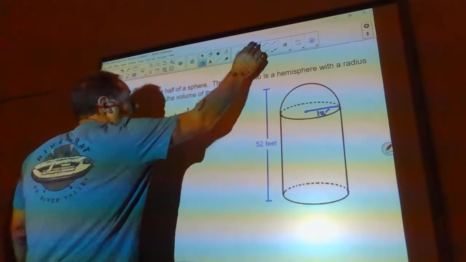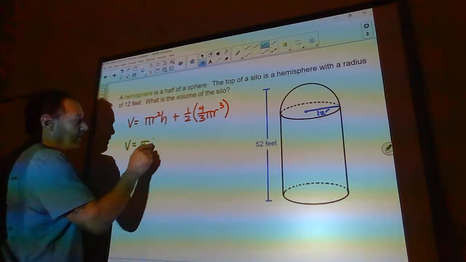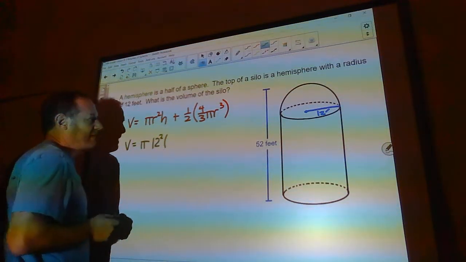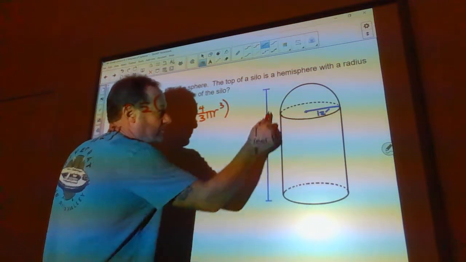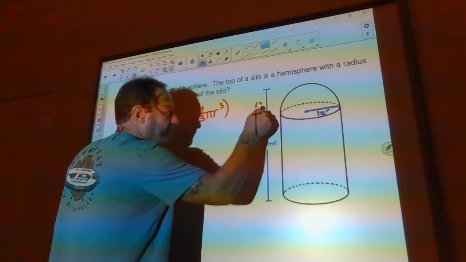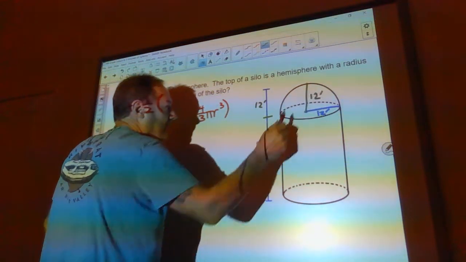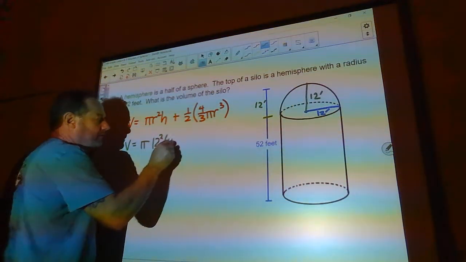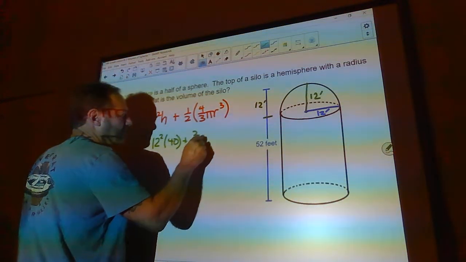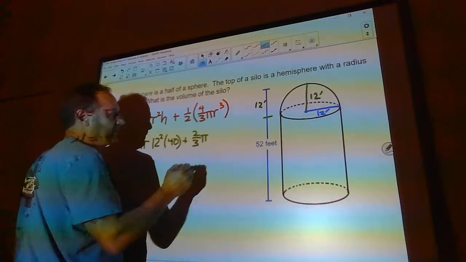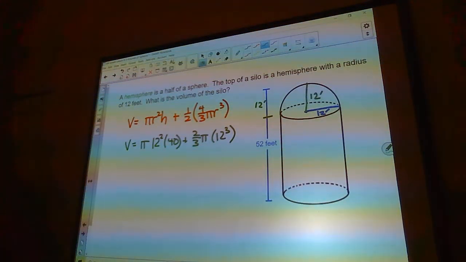Okay, so now the volume is pi, the radius is 12, so this is 12 squared, times the height of the cylinder. Now the height of the cylinder is going to be 52 minus 12, because remember the radius here is 12 feet, right? So this is going to be 40, plus half of 4/3 would be 2/3, pi times the radius, 12 cubed.